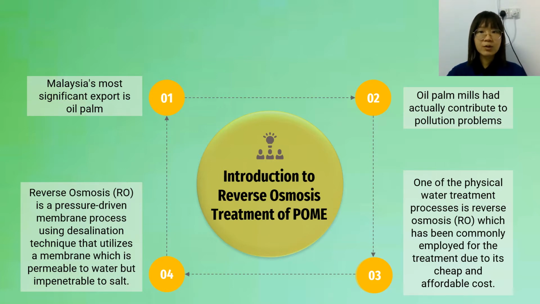One of the physical water treatment processes is reverse osmosis, which has been commonly employed for the treatment due to its cheap and affordable cost. Reverse osmosis is a pressure-driven membrane process using a desalination technique that utilizes a membrane which is permeable to water but impermeable to salt.